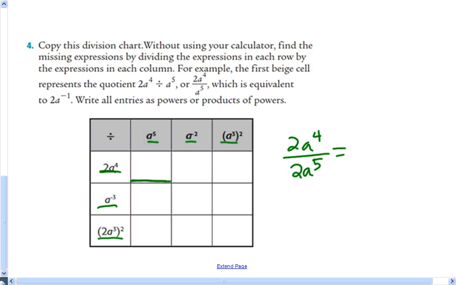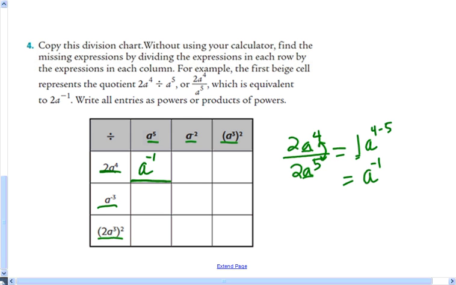And the way I'm going to do that, I know that 2 divided by 2 is 1. So that's cool. And I'm going to use the quotient law, which says if I'm dividing powers and they have the same base, I just subtract the exponents. 4 minus 5 is my power of a. And 4 minus 5 is negative 1. Now, since I was multiplying, 1 times any number is just the number, I don't need to write that. So right here, we have a to the negative first power.